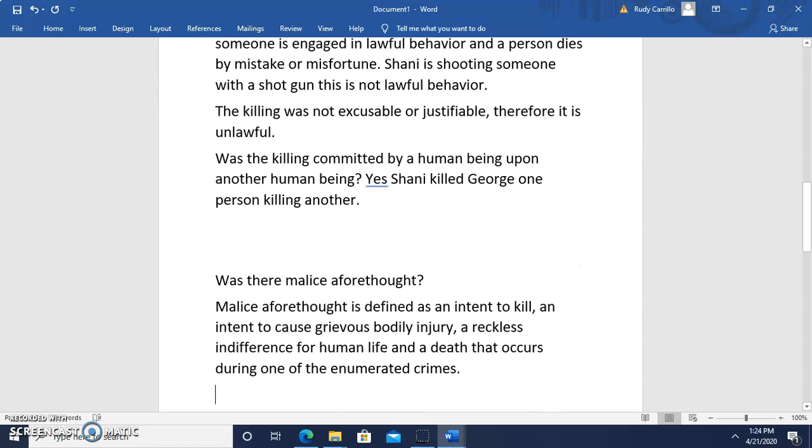So here's the meat of our question. Was there malice aforethought? Malice is defined as an intent to kill, an intent to cause grievous bodily injury, a reckless indifference for human life, or the death occurred during the commission of one of the enumerated felonies. You're just going to break this down just like the definition, and ask a question: was this an intentional killing?